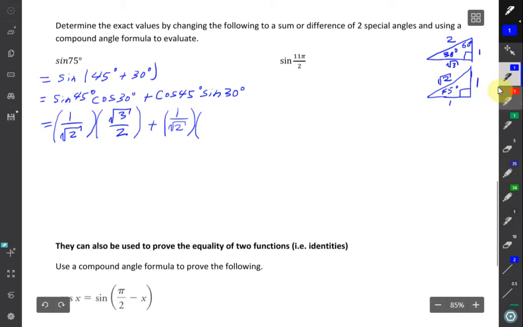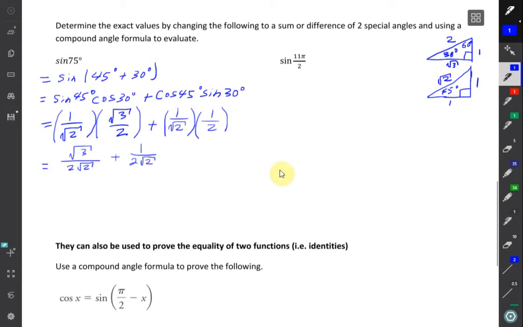Times the sine of 30, which is the opposite over the hypotenuse, which is 1/2. And then you use your skills with radicals and fractions in order to simplify these. First of all, I have root 3 over 2 times root 2, or 2 root 2, plus 1 times 1 is 1, all over 2 times root 2, which is 2 root 2. And in this case, it works out nicely that they are common denominators. So what we have is root 3 plus 1 all over 2 root 2.